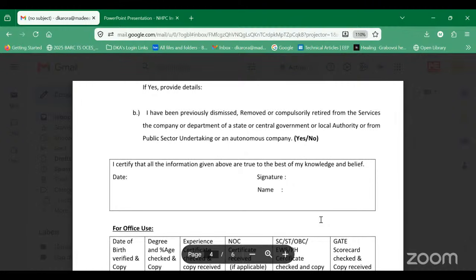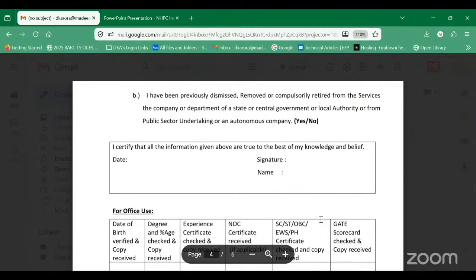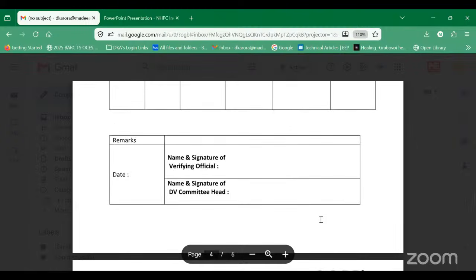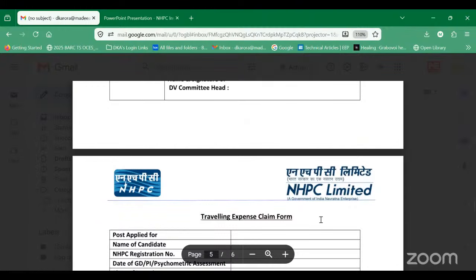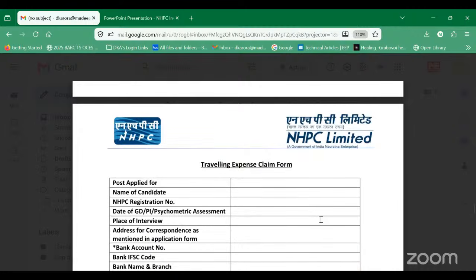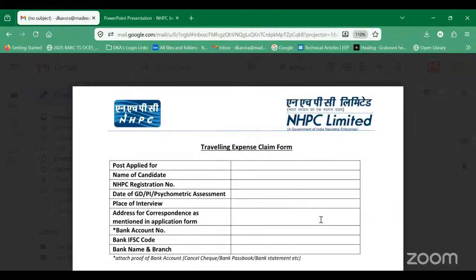यहां पे सिग्नेचर आपने पूरा भरने के बाद प्रिंट निकालोगे तब करने हैं. नेम आप प्री टाइप कर सकते हो, डेट आप प्री टाइप कर सकते हो, बट सिग्नेचर हर कॉपी पे अपने फ्रेश करना है. नीचे वाला पार्ट आपने कुछ नहीं लिखना, वो ऑफिस वाला है. ट्रैवल एक्सपेंस क्लेम फॉर्म इसी का पार्ट है. पोस्ट अप्लाइड फॉर, नेम ऑफ द कैंडिडेट, एनएचपीसी रजिस्ट्रेशन.